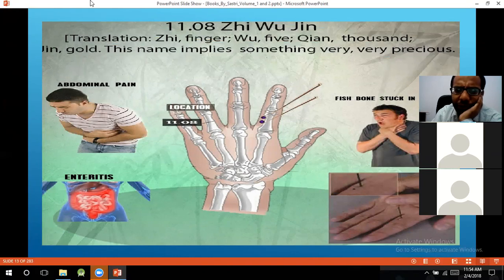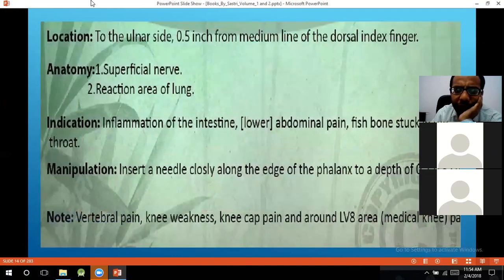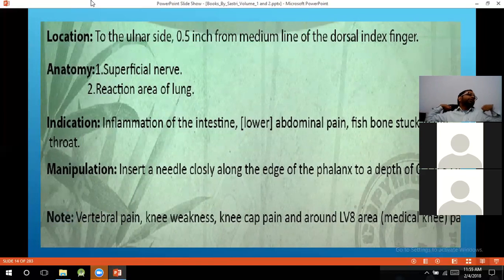It's a 2-point unit. 11.08 is a 2-point unit. It's a superficial nerve and the reaction area is there. Now what to do? Inflammation of the intestine. The more common indication is whenever there is inflammation on the lower side, especially during constipation, there is a lot of pain. So what will you do? You combine this area with this one and manipulate it with this one.